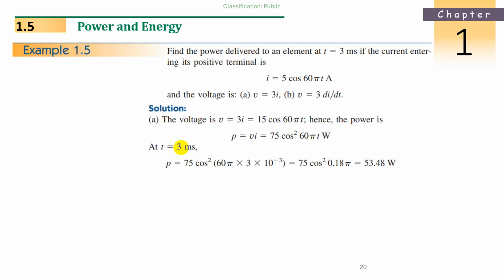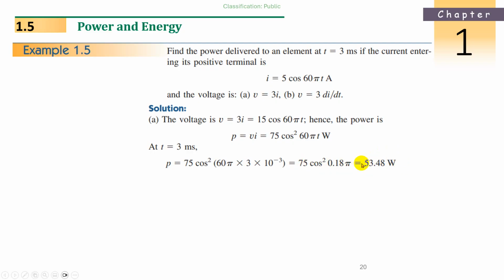Now, we want the power at 3 milliseconds. What is the power? So, at t is equal to 3 milliseconds, P is equal to how much? So, substitute the time. Here is a t. Substitute the t value. That is 75, same. Cos square is same. 60 pi, here pi use 180 degrees. 180, 60 multiplied by 180. What is t here? 3 milliseconds, 3 into 10 power minus 3. Then you will get cos square, the 60 multiplied by 3, that is 0.18 because it is 10 power minus 3. So cos square 0.18 pi. 0.18 multiplied by 180.